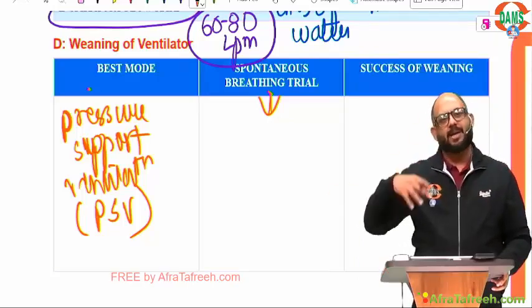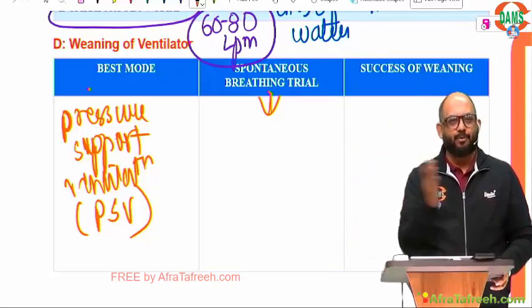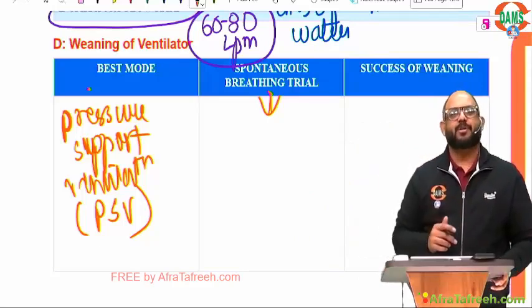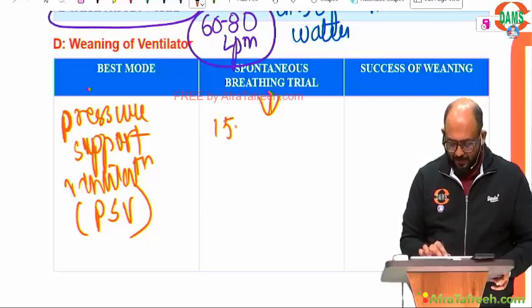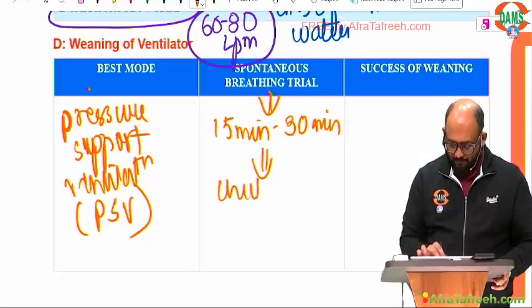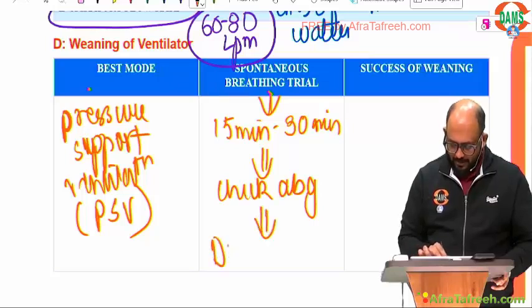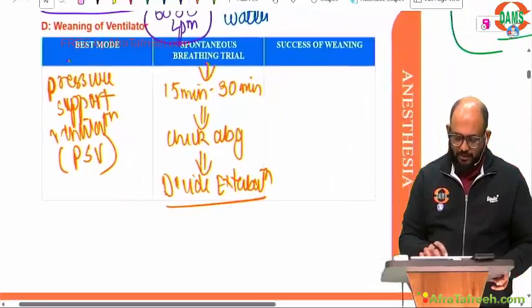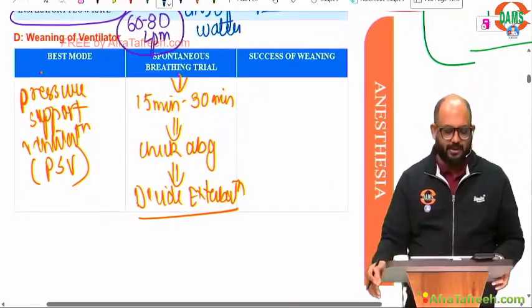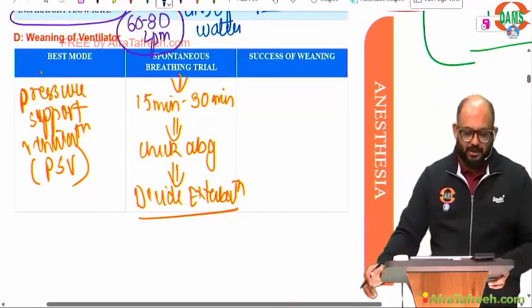After the patient has improved on this, you remove that mode and put the patient on a spontaneous breathing trial. That is done for 15 to 30 minutes, and then you check ABG and decide on extubation. So you leave the patient for 15 to 30 minutes on a spontaneous breathing trial.